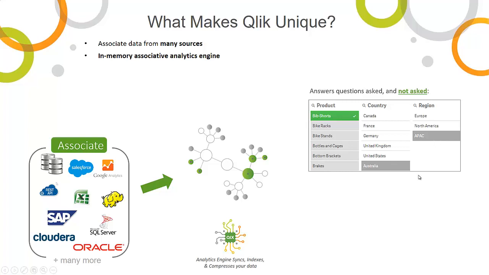This is extraordinarily powerful for two reasons. Number one, for data discovery, to be able to see what is not associated. And number two, for data validation. Maybe you, in fact, thought that you had sold that product in that country, but Qlik is immediately showing you that the data is saying otherwise.